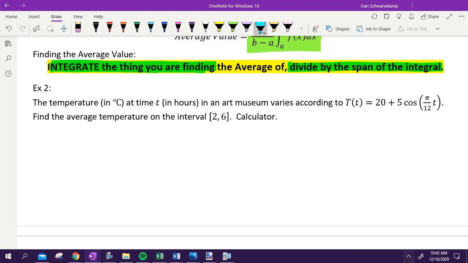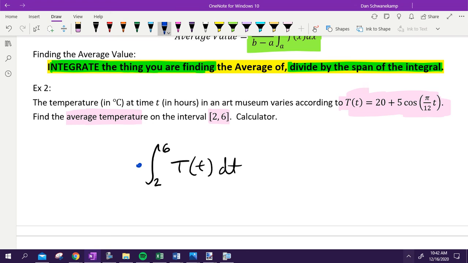The temperature in a room is given by this equation. This is the temperature in the room throughout the day. I want to find the average temperature of the room from 2 to 6. They gave me temperature. They are asking for average temperature. What am I going to do to find average temperature? Integrate it. From when to when am I going to integrate it? 2 to 6. I'm going to integrate that temperature equation. But just doing that's not enough. What else do I need to do with that integral?